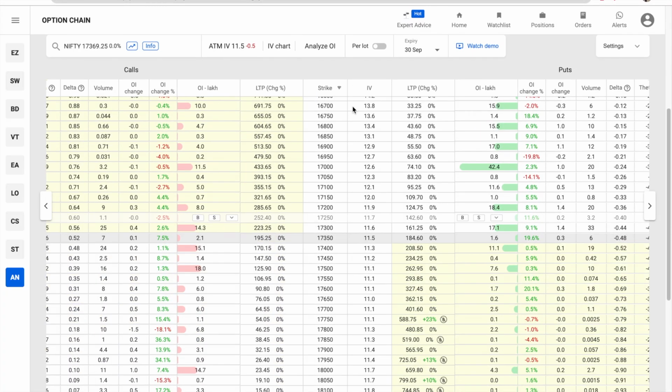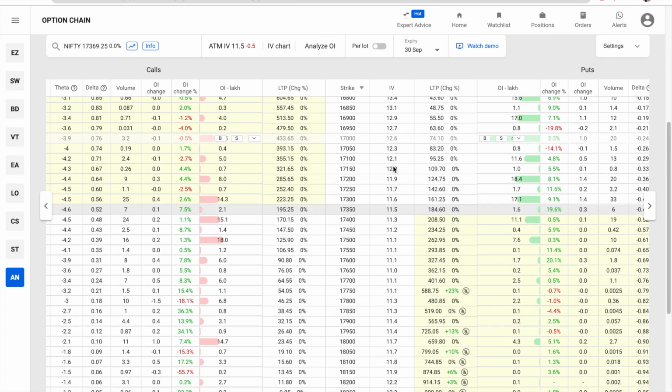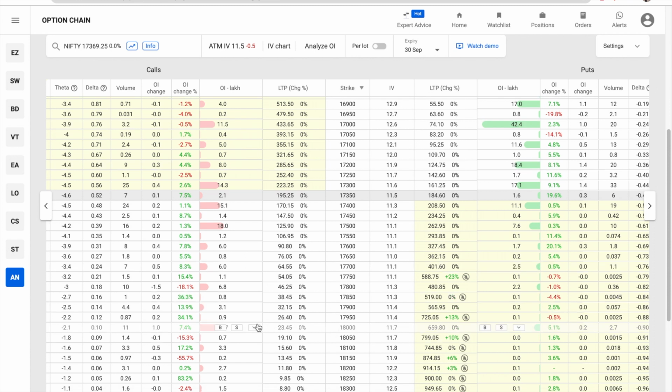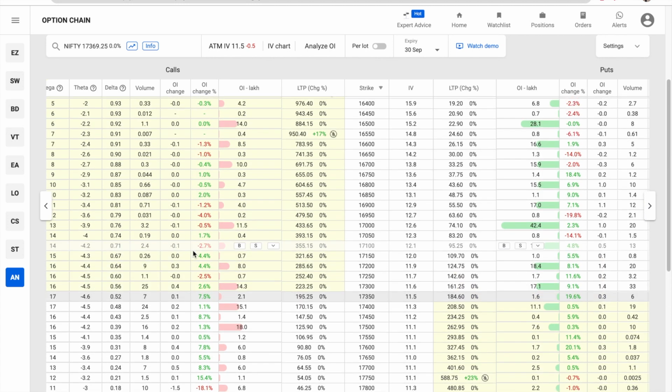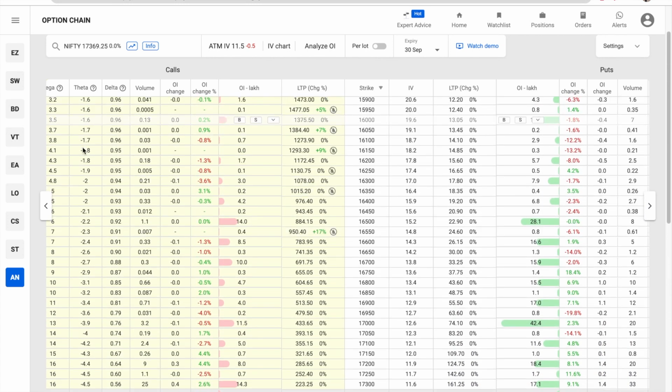Now if you just log into Sensibull and check your Nifty 30th September option chain, just go ahead and check your target, and this is your target theta, and we'll do it with the call strategy. Because we are doing the buying, we are going long, hence we'll choose the calls. Here 18,000 call, just check the theta is minus 2.1. So go down and choose a similar theta in the money call option.